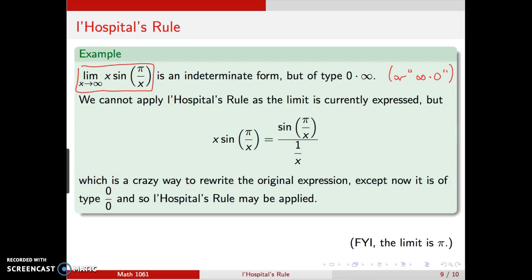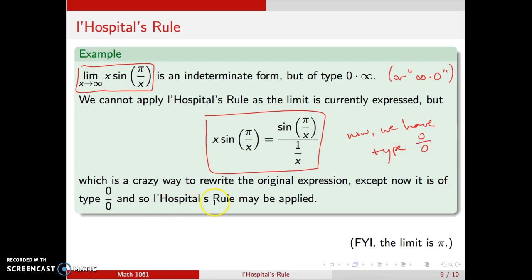So what we do is we get a little bit clever and we rewrite it. And this is a completely crazy way to rewrite it. There's no good reason to do this except now we have type, well, we said this is approaching 0. This, as x goes to infinity, approaches 0. So now we have type 0 over 0, and we can use L'Hopital's rule. If you want to check that out, I'll leave it up to you, but that limit is pi.